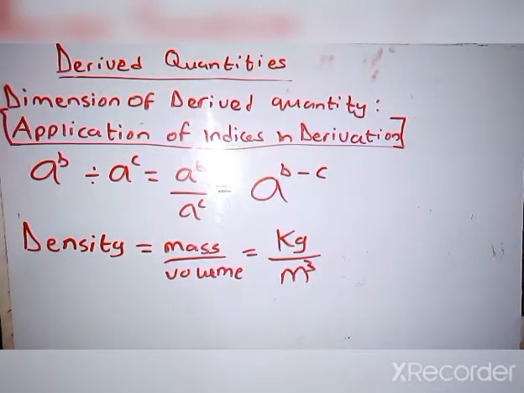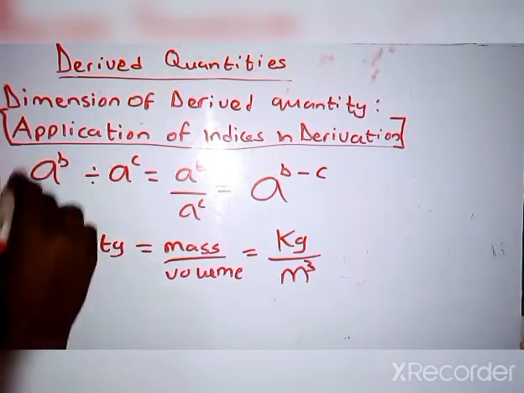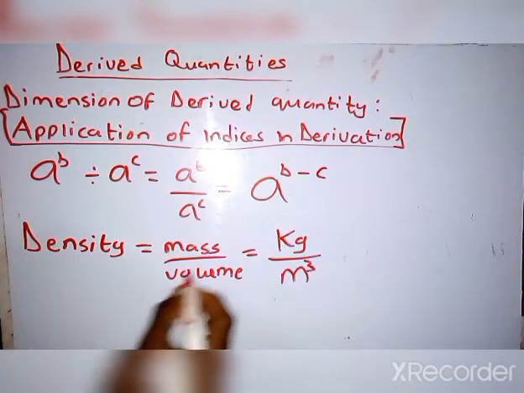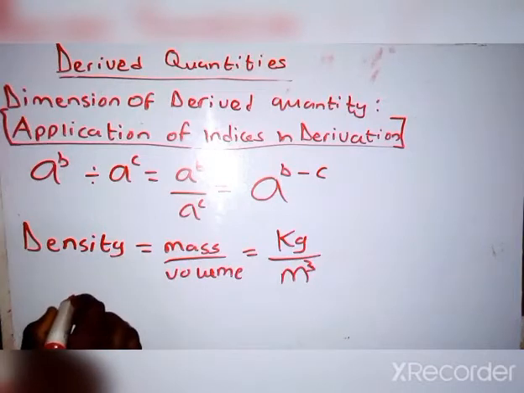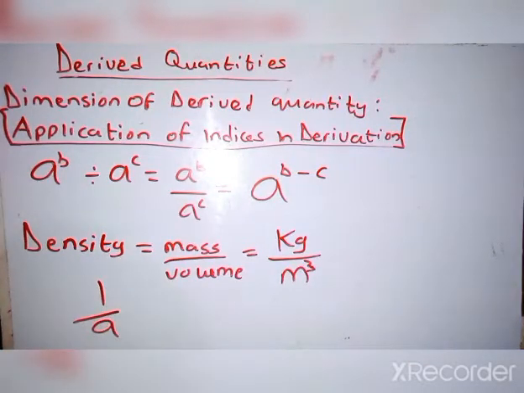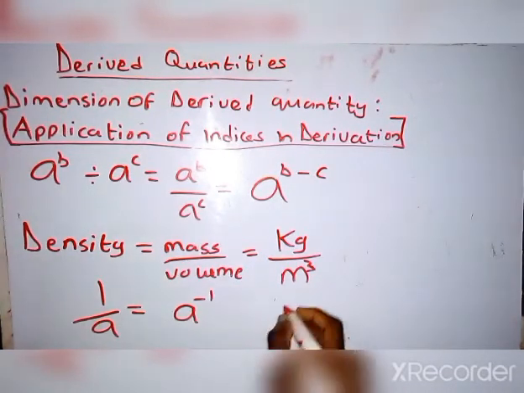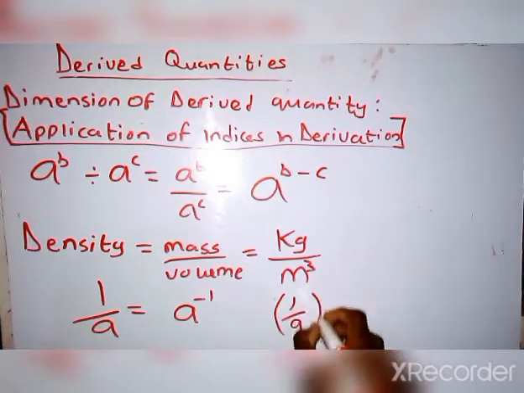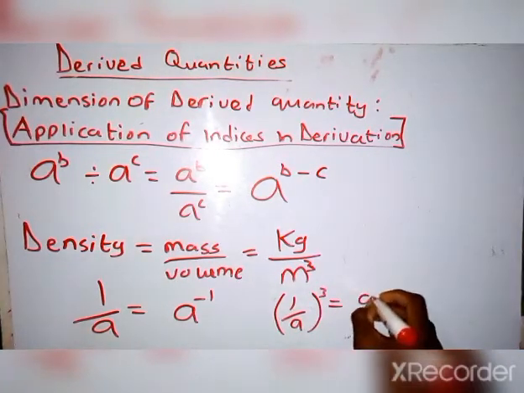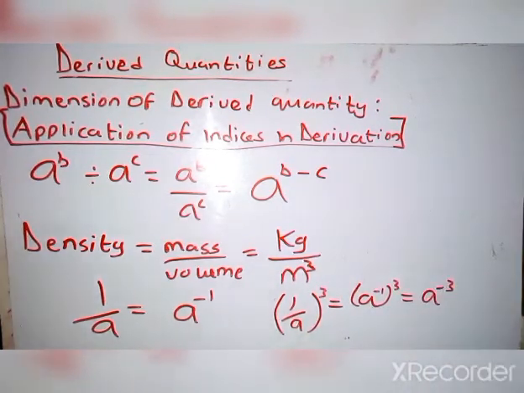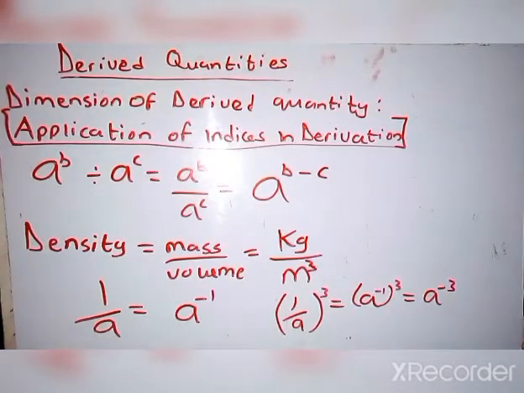So applying the law of indices here, we will not apply the division law, we apply the inverse law. The inverse law is, let's say, 1 over a equals a raised to the power minus 1. And when we have 1 over a all cubed, it will be equal to a raised to the power minus 1 raised to the power 3, so it will be a raised to the power minus 3. We cannot apply the division law because they don't have the same base.